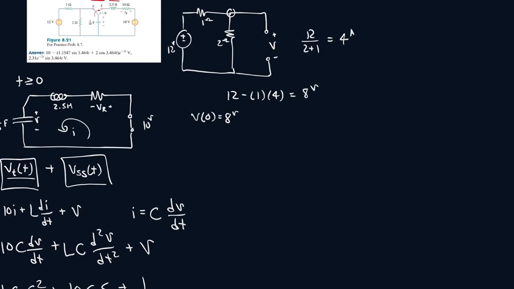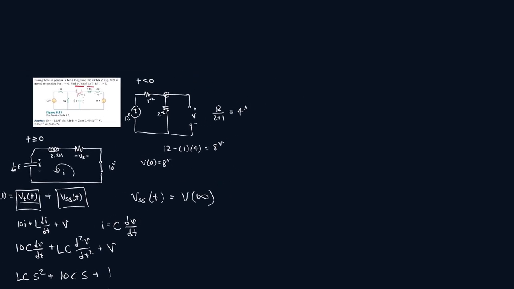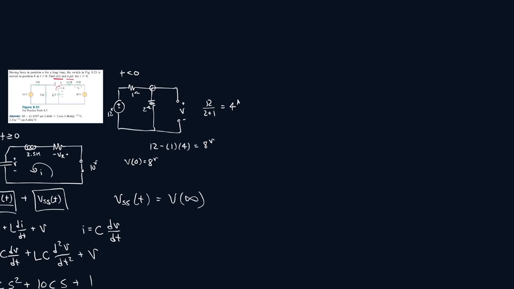So to find VSST, it's pretty much going to be equal to the voltage of the capacitor when t goes to infinity. Okay, so let's redraw the circuit.